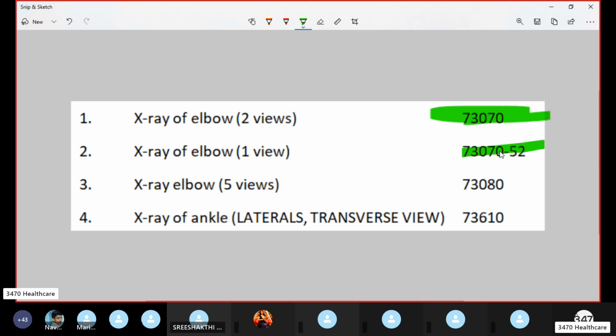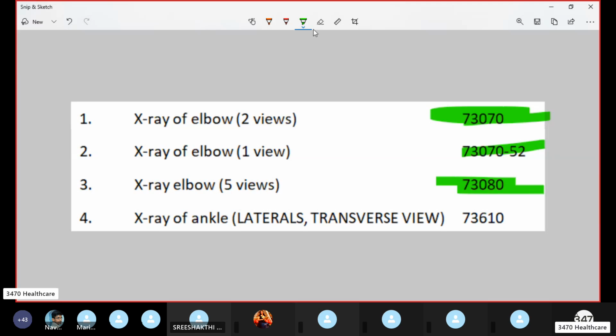So 52 modifier. Okay. Then X-ray of elbow 5 views. 5 views means 73080 is the complete view in the elbow. If 3 views are done, that is complete. If more than that are done also, it is the same code only.